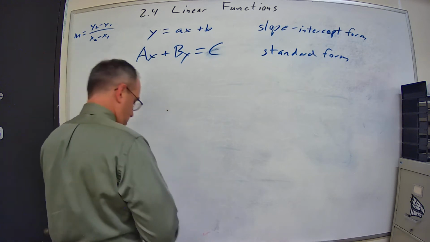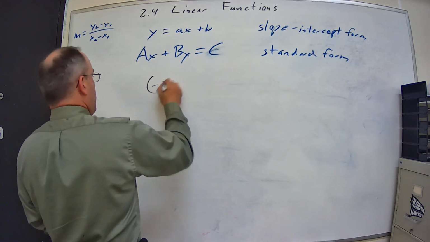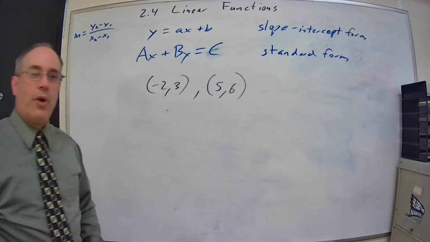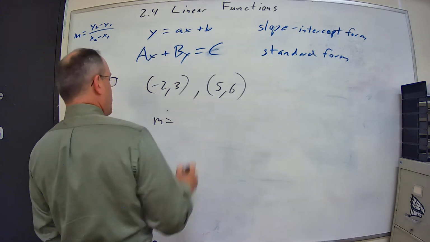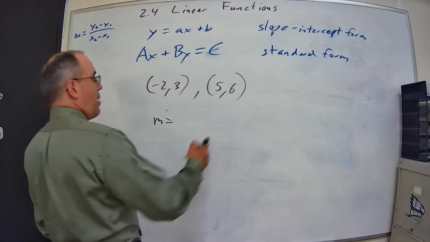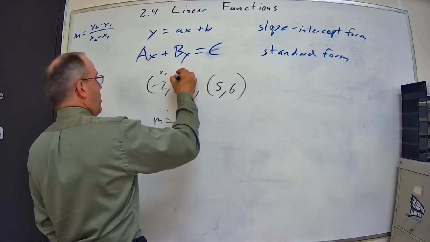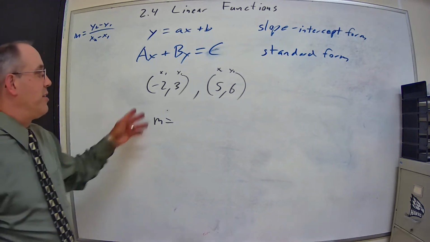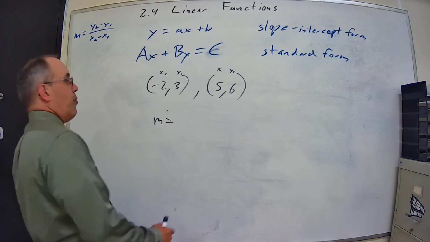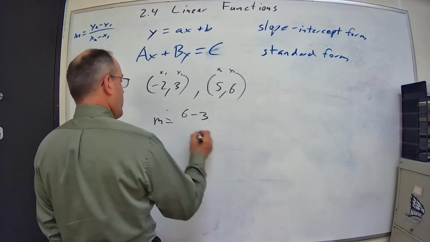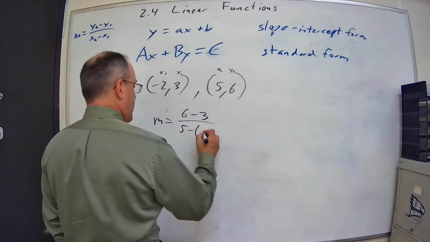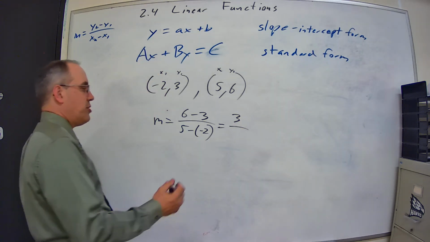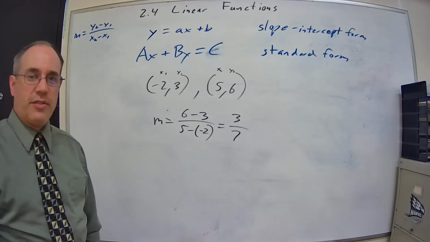So if I have 2 points, -2, 3, and 5, 6, and I want to find the slope, the slope is equal to the change in y over change in x. So I'm going to treat this as x1, y1, and this is x2, y2 initially. So I'm going to do that just to remember that they relate correctly. So we want to take change in y, 6 minus 3, over change in x, 5 minus -2. 6 minus 3 is 3, 5 minus -2 is the same as 5 plus 2, so 7. So the slope is 3/7.